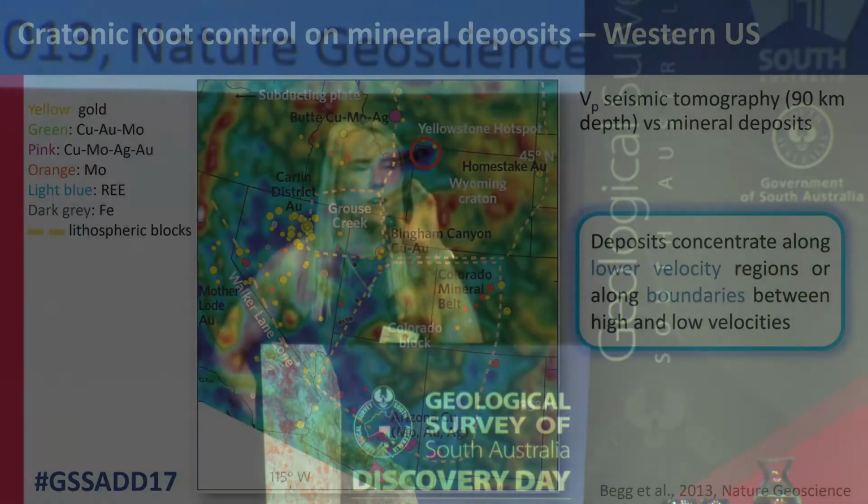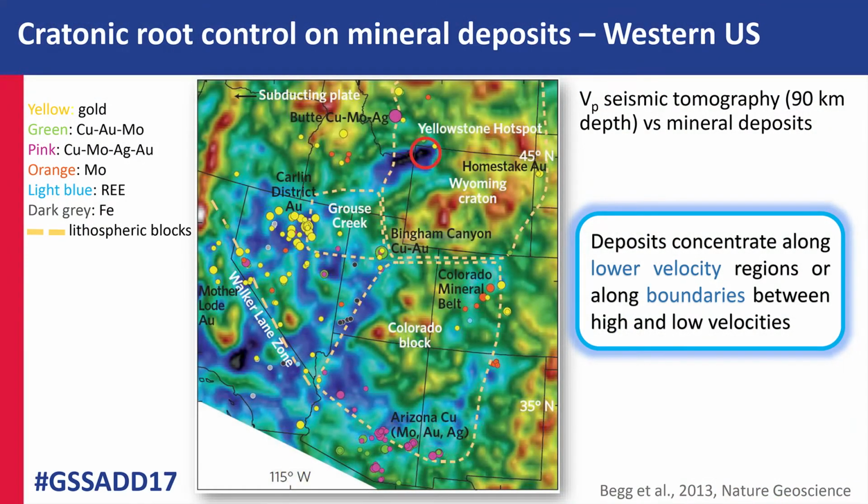And if we head to the western United States, the red circle near the top is around Yellowstone, to give you an idea of where we are. This map's showing P-wave seismic velocities from seismic tomography, and we're at a depth of 90 kilometres. The blue regions are low velocity, and the mineral deposits are plotted with the circles, and the yellow dashed lines are outlining lithospheric domains. You can see that these tend to cluster on the low velocity regions or on the gradients where we're going from low velocity to high velocity and correlating with the lithospheric domain boundaries.